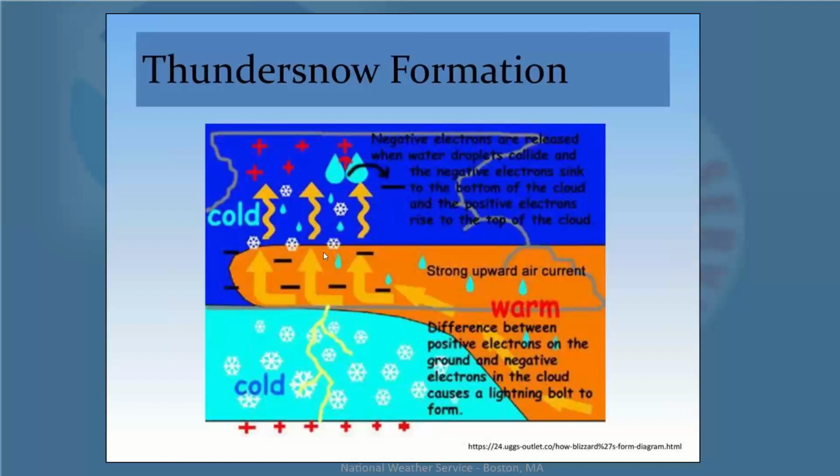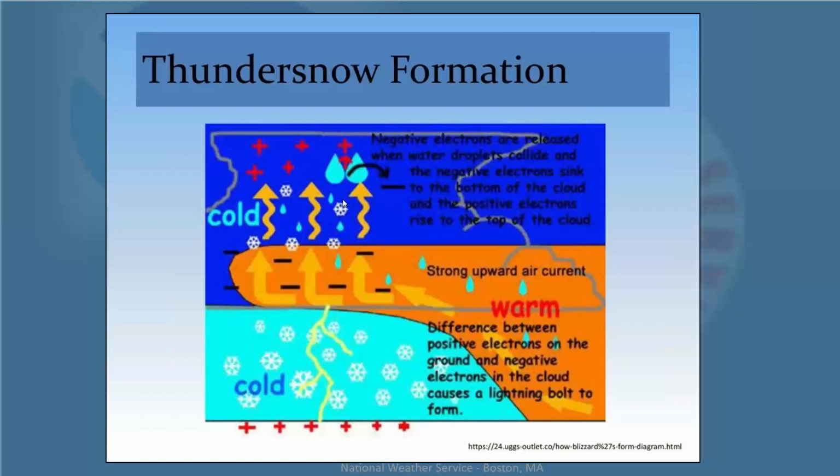So where you meet that warm air, you start to see a difference between positive electrons on the ground and negative electrons in the cloud here, and this is what causes the lightning bolt to form. Similar to summertime thunderstorms, except it's more elevated. So we're up a few thousand feet. We're not down at the surface like we would be with thunderstorms during the summertime.